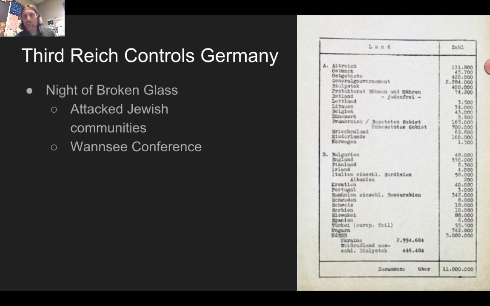And this is a document from that. It shows all of the estimated numbers of people, Jewish people living in different countries. And their goal is to eliminate over 11 million people from the face of the earth.